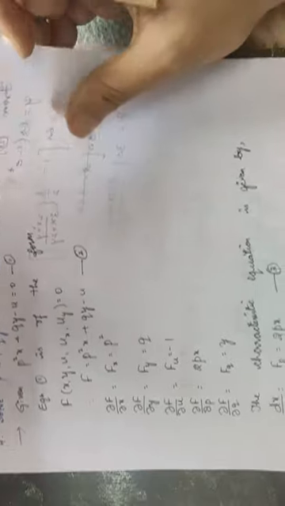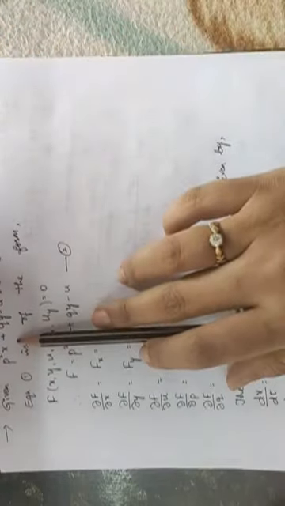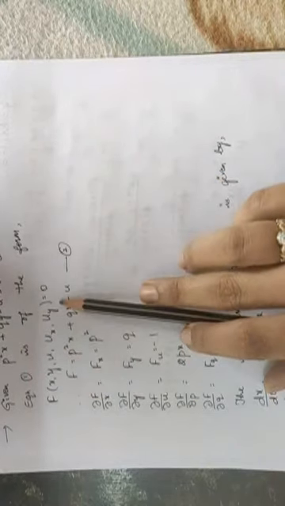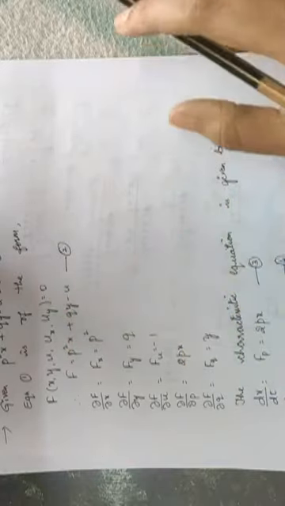If you go through this problem, you will understand that this is my given partial differential equation. So this will be in the form of f of x comma y comma u comma ux comma uy is equal to 0.